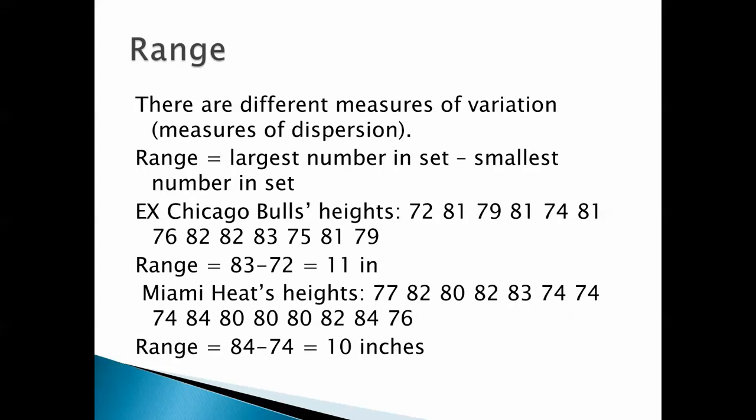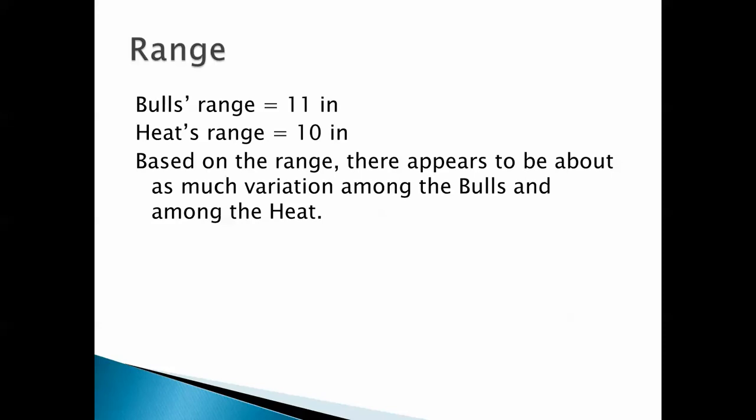For the Chicago Bulls heights, the tallest man is 83 inches tall, the shortest man is 72 inches tall, so the range is 83 minus 72, which is 11 inches. Similarly, for the Miami Heat, the range is going to be 84 minus 74, in other words, 10 inches. So the Bulls' range is 11 inches, the Heat's range is 10 inches. Based on the range, there appears to be about as much variation among the Bulls and among the Heat.